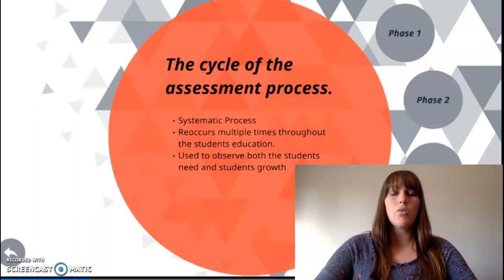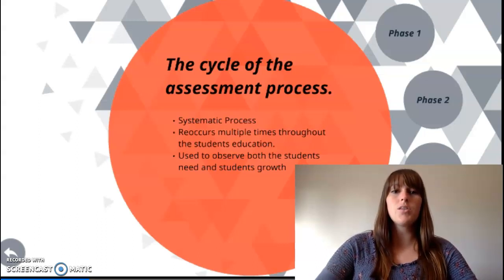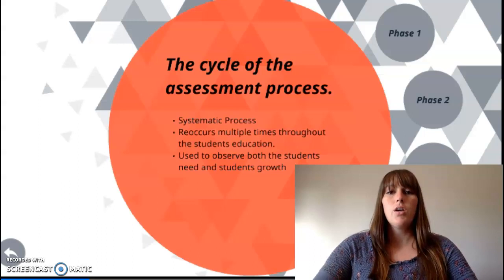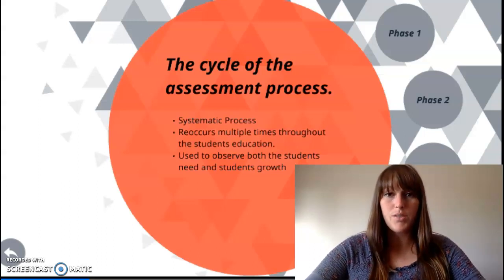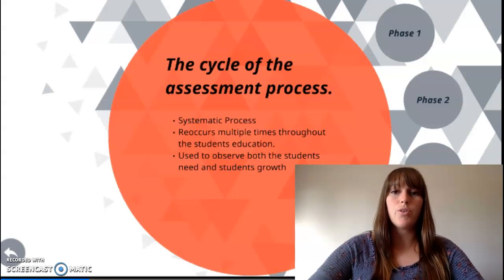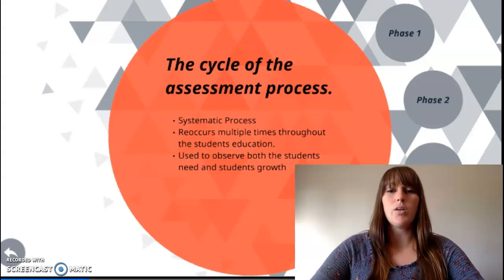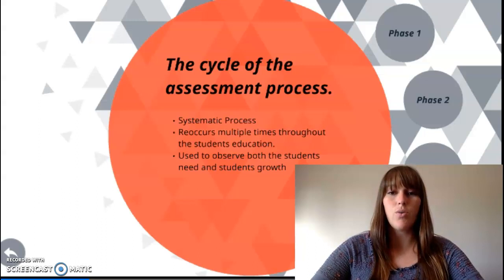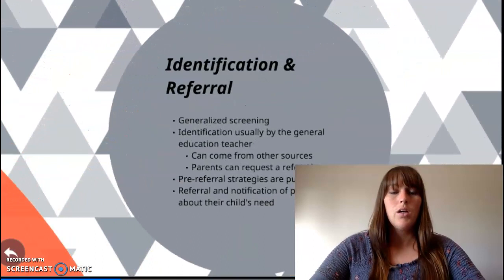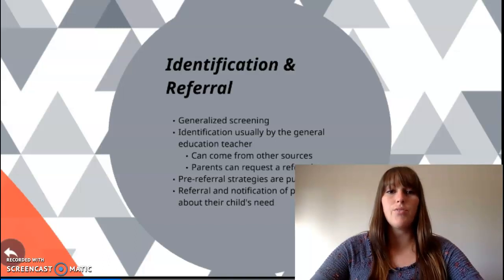If the student does not qualify for special education services, they are still monitored periodically through informal assessment, and they can be re-referred for this assessment process to see if they do still qualify or not qualify for special education. So the different components of the assessment process, starting with phase 1, is identification and referral.